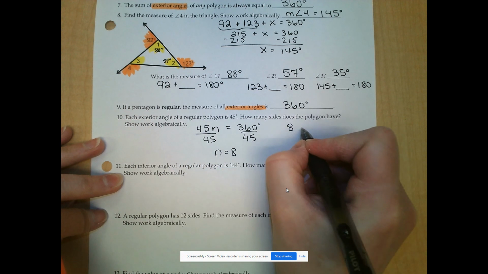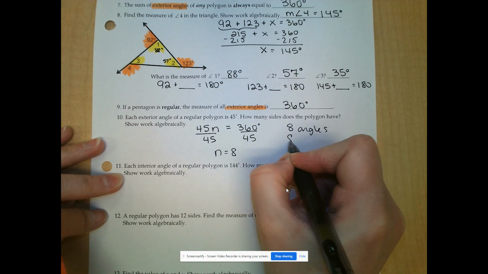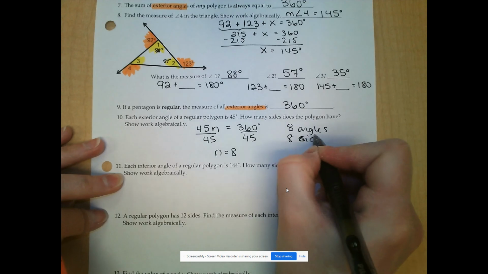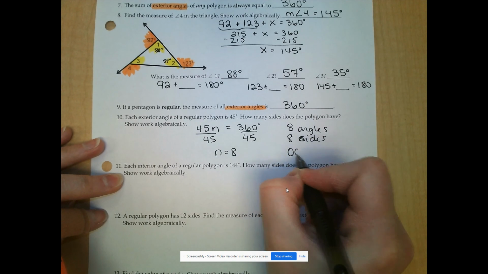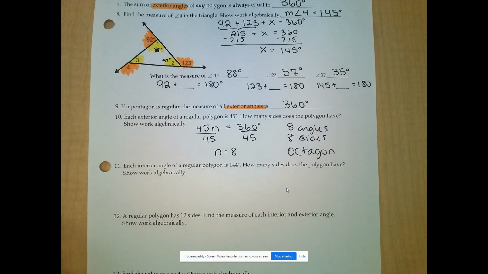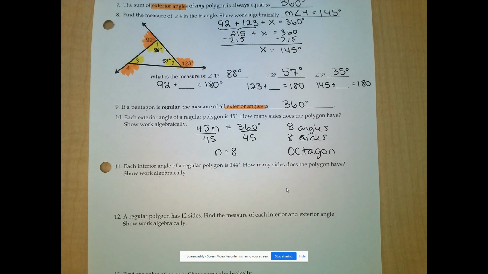So we could say it has n angles. We could say it has n sides. It is an octagon. And if we wanted to draw it, we would see that there would be 8 exterior angles. We would add 45 8 times, or 45 times 8, which is 360.